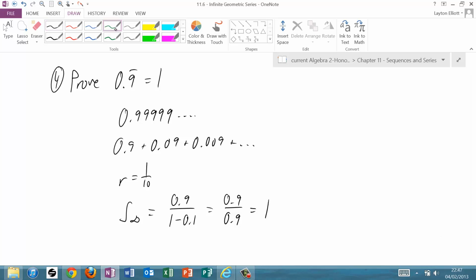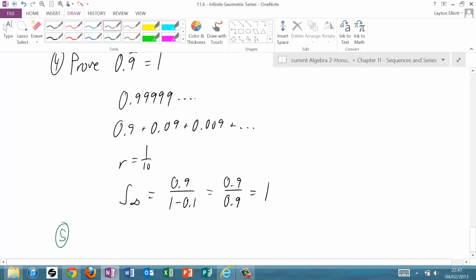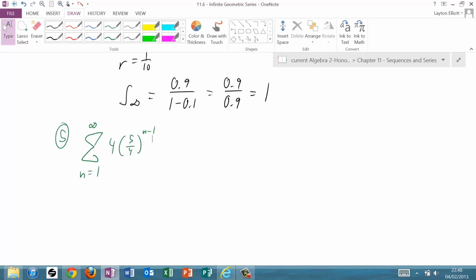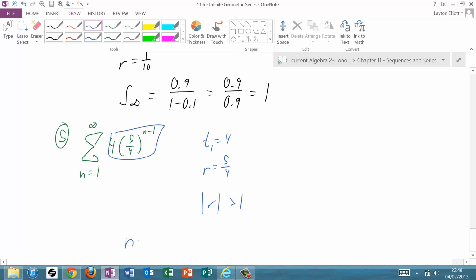Let's go back to another example. Let's go number 5. I'm going to find the sum from n is equal to 1 to infinity of 4 times 5/4 to the n minus 1. Well, again, I could look at this from two perspectives. I can say that this formula says t of 1 is 4 and r is equal to 5/4. If r is equal to 5/4, that means that the absolute value of r is greater than 1, which means right away that there is no sum.